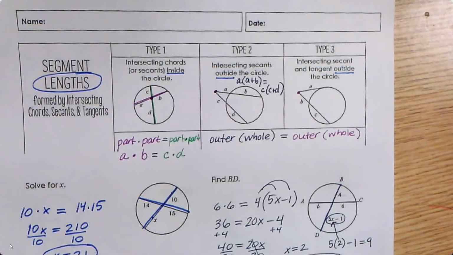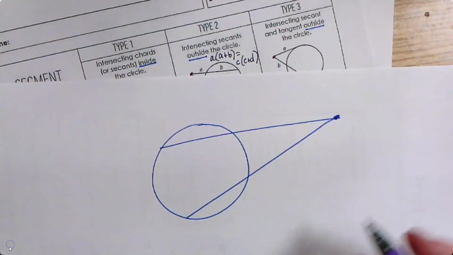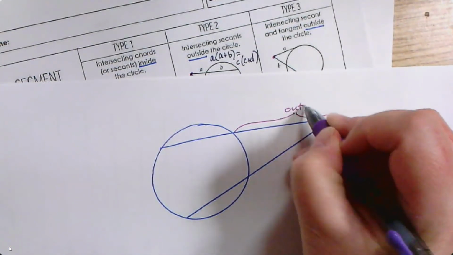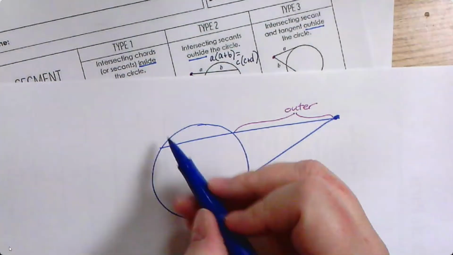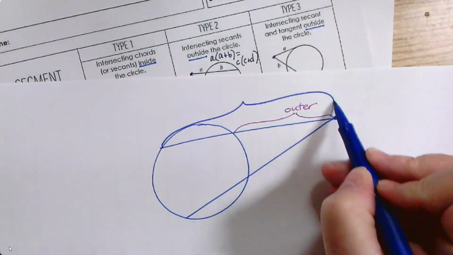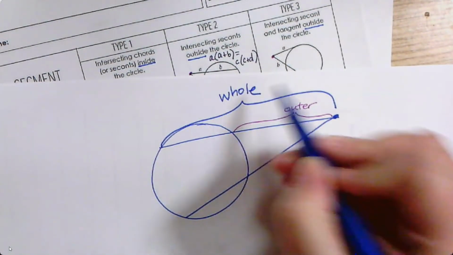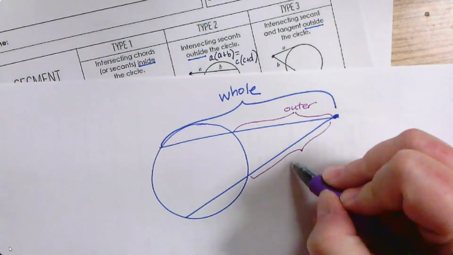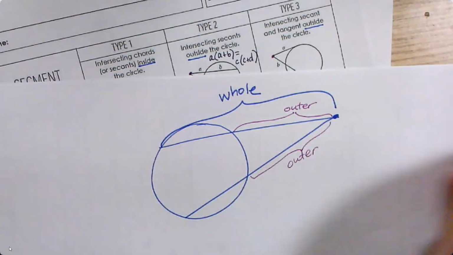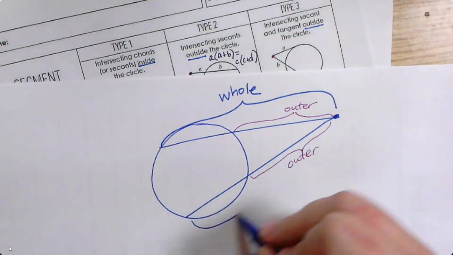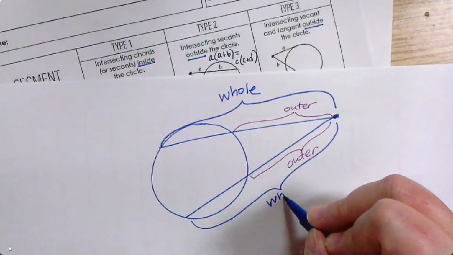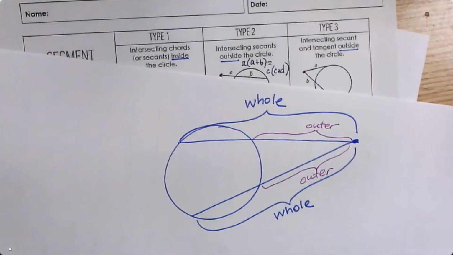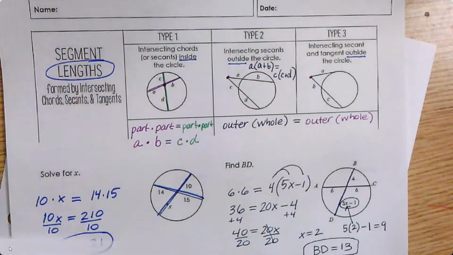Let me just give you a visual for that. I have a little more space here. So this is the outer part. And this is the whole thing. And over here, just this piece is the outer part. That's what I mean by outer part. And this is the whole thing. These aren't really math terminology as much as they are just ways we can think of it to make it a little bit simpler for ourselves.